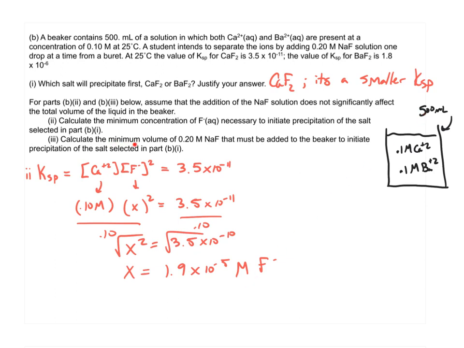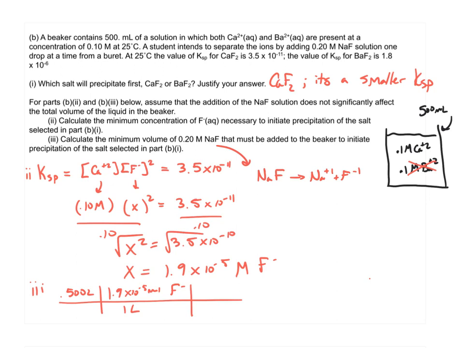It says calculate the minimum volume of 0.2 molar NaF that must be added to this beaker in order to initiate the precipitation. Now, because we've established that Ca will precipitate first, I'm just going to cross out the Ba2+ because it's really non-essential in this problem. We're only working with the calcium 2+. And now I can use some stoichiometry to calculate the volume. So start with the volume in liters, 0.500 liters of this solution, and I'm going to multiply it by the molarity of 1.9 times 10 to the negative 5th moles over 1 liter, and that's of the F- ions.